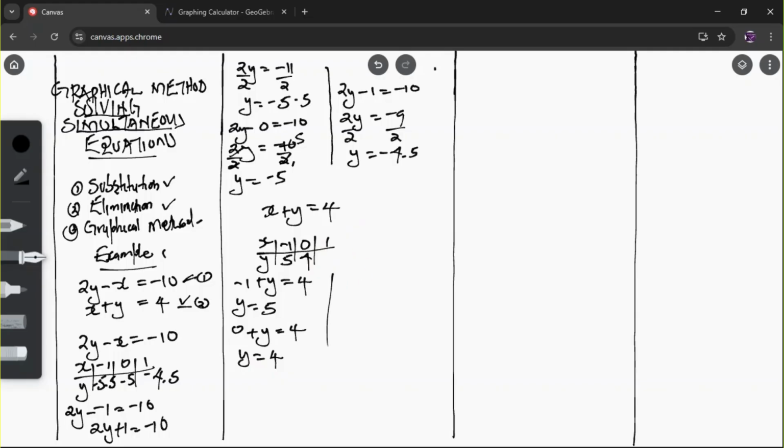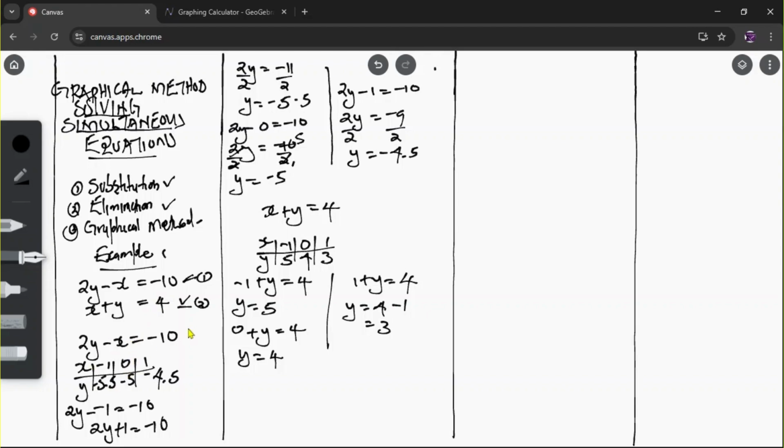Then lastly is when x is equal to 1. Where there is x, I write 1. When x is 1, I add y equals 4. I take this 1 to the other side, so y equals 4 minus 1. So y will be 3. So the value here will be 3 for that. So we have the table for that.